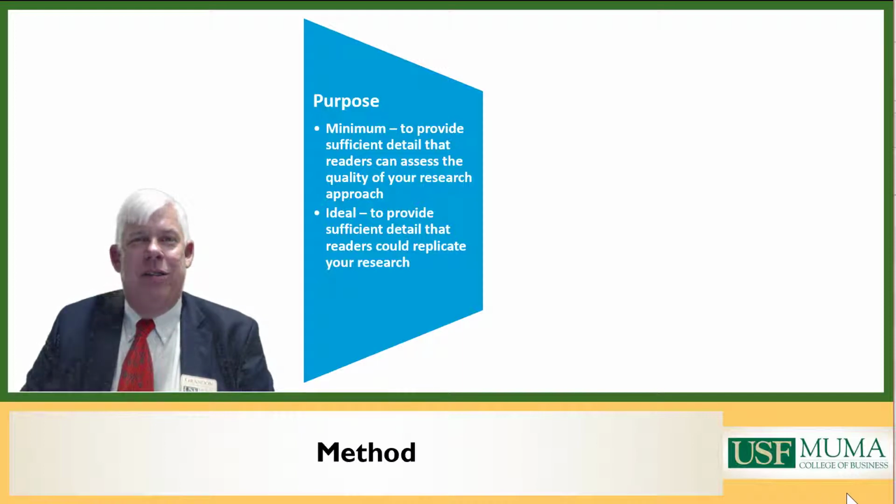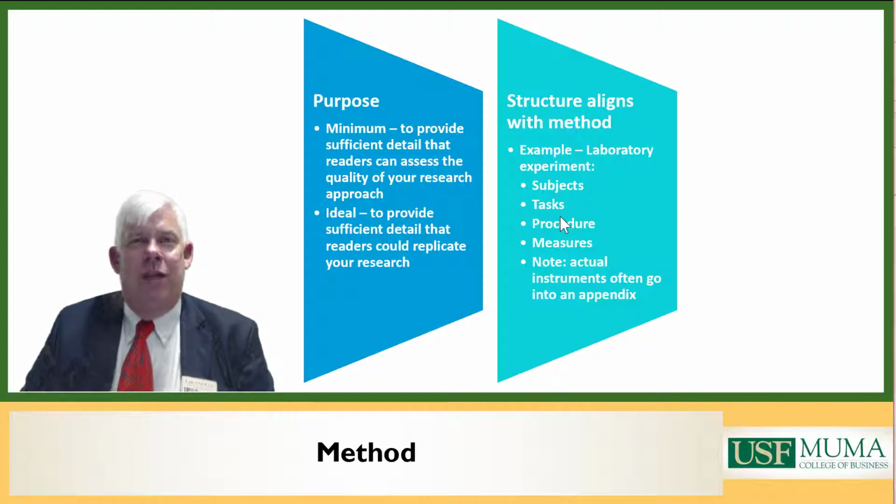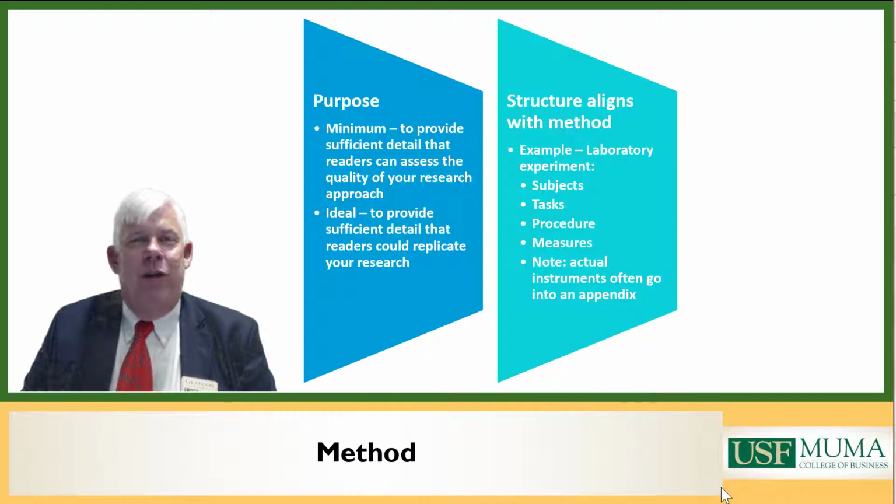That rarely happens, but that would be the ideal. Now, the important thing about the methods section is that the structure of that section is going to need to align with the particular research method that you've employed. So in a lab experiment, for example, you might identify where the subjects came from, what tasks you asked the individuals to perform, what procedure was used, how you measured it, and very often you'll put the actual instruments that you use to gather data in an appendix.